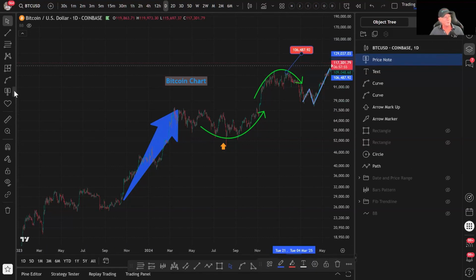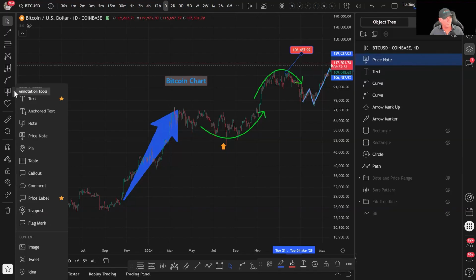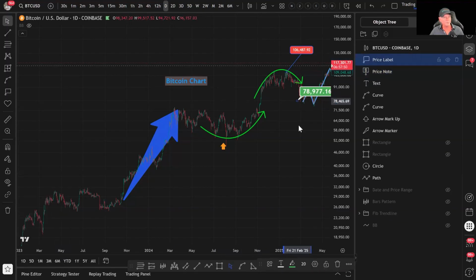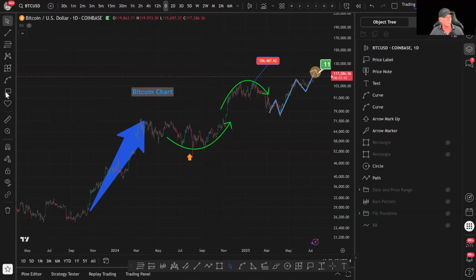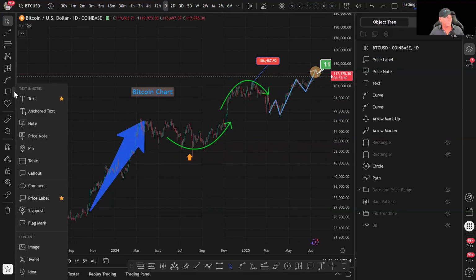And sometimes I'll use these. Price labels, a little different. It'll just automatically add it in like that. So where are we right now? We're kind of right up in this 120,17,000 price point there. Alrighty, signpost, flag mark, images, don't need to do that.